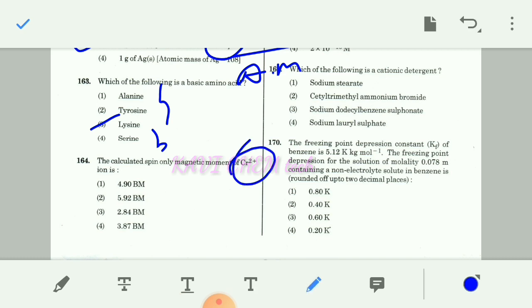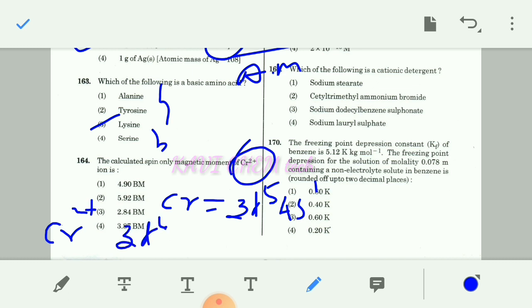Okay, so the next one, calculate the spin only magnetic moment of Cr2+. Chromium will have the outer electronic configuration of 3d5 4s1. So for Cr2+, it will lose 2 electrons and become 3d4, 4s0. So in the 3d orbital there are 4 electrons, so 4 unpaired electrons will be there. If 4 unpaired electrons are present, then the square root of n into n plus 2 will give 4.90 BM. That is the answer.